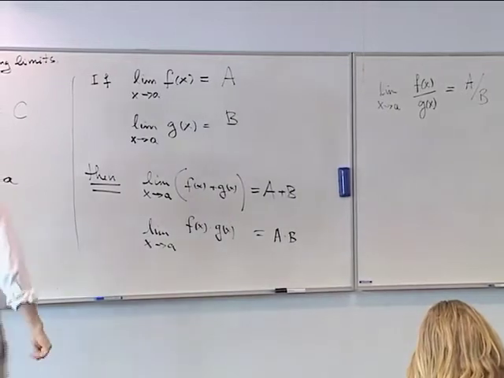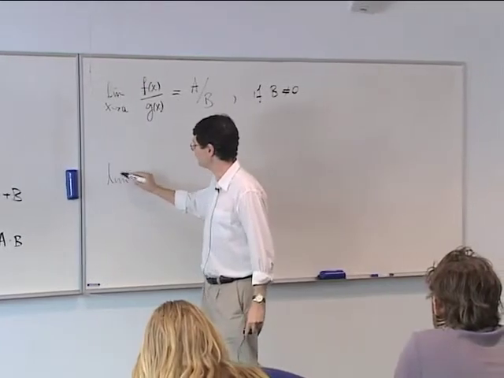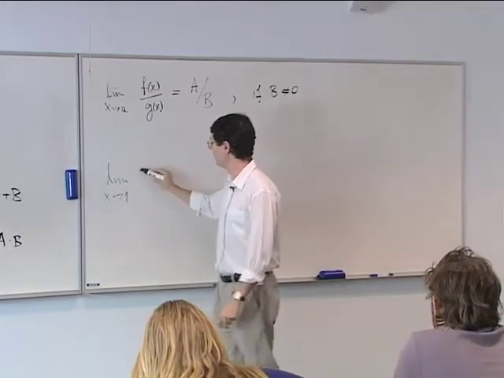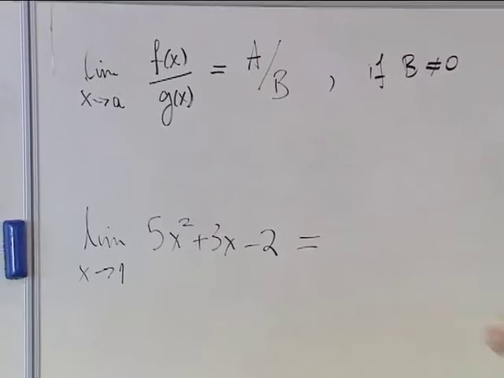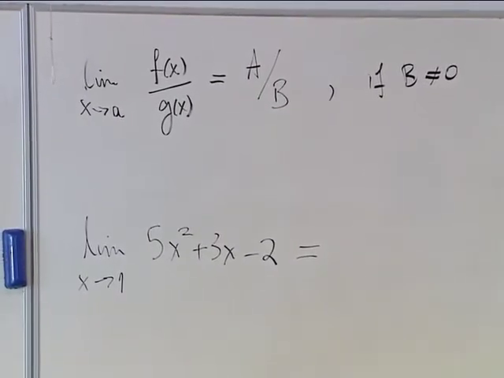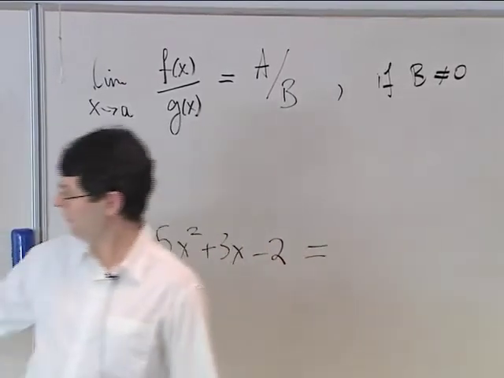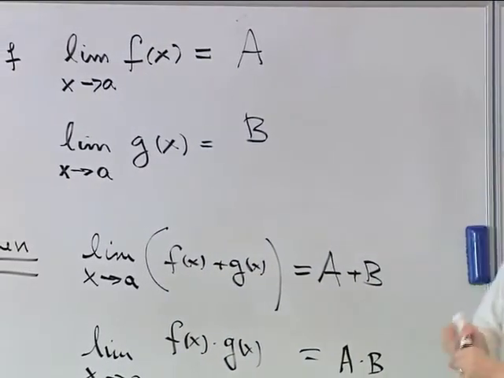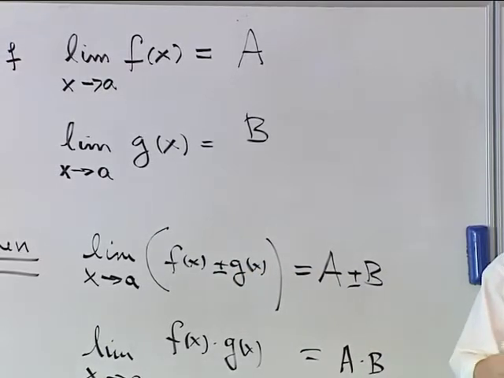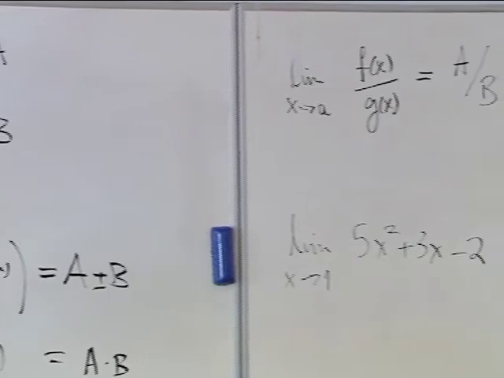So let's take a look at what can you do with that. What is the limit when x goes to 1 of 5x squared plus 3x minus 2? Well, let's see. This rule here says that if I have a big sum, or a subtraction for that matter, it doesn't matter, I can put a plus or minus here. That's a plus or minus there. If I have a big sum or a big subtraction, all you need to do is to do each one separately. That's what it says.